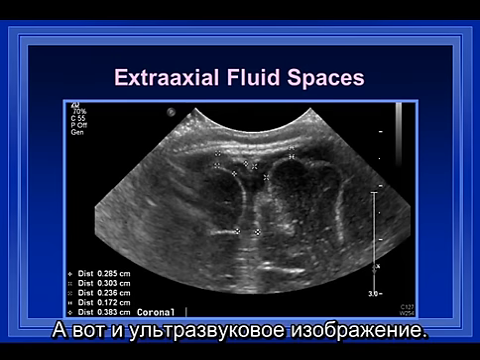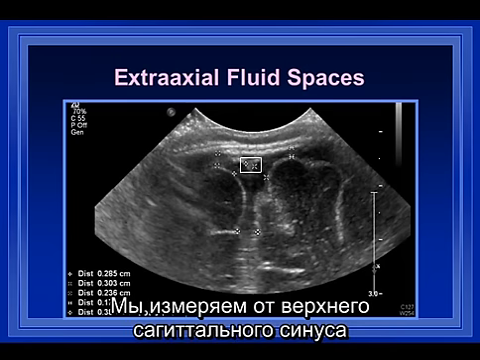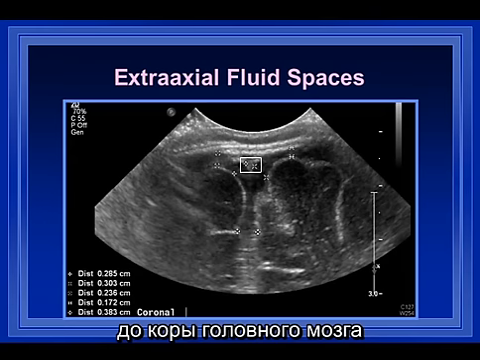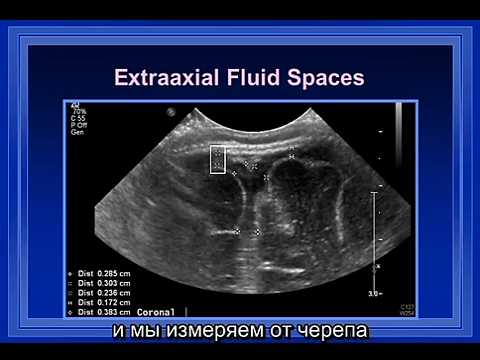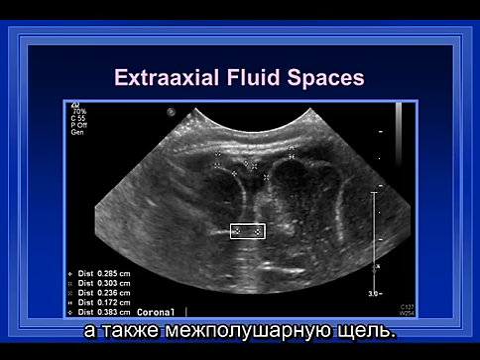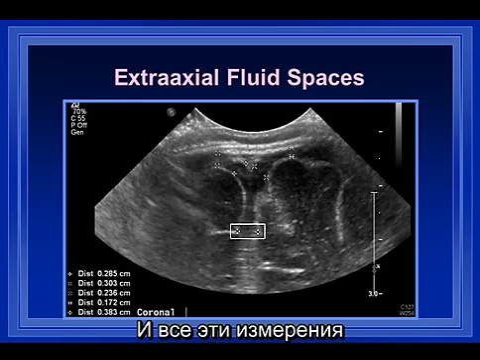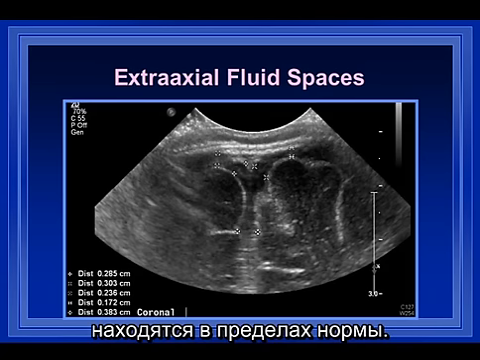Here's the ultrasound rendition. We're measuring from the superior sagittal sinus to the cortex of the brain bilaterally, and we're measuring from the cranium to the cortex of the brain, as well as the interhemispheric fissure, and all of these numbers fit into a normal range.